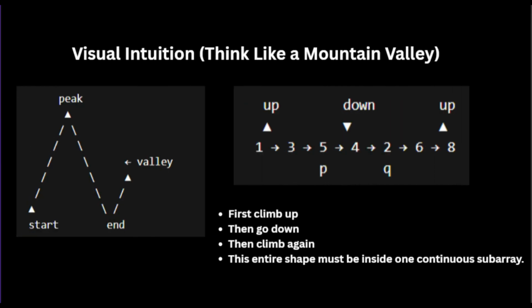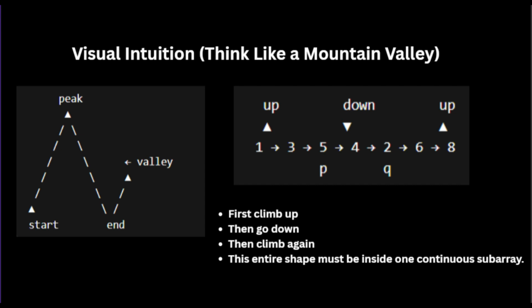Let's think in visual. Think of the array as a road with slopes that you are driving on. You start at some point and the road must first go uphill, meaning every next number is larger than the previous one. After reaching a peak, the road must then go downhill, where every next number is smaller than the previous one. This downhill continues until you reach a valley. From that valley, the road must climb uphill again, with values increasing strictly until the end of the subarray. Visually, this looks like drawing a check mark with a dip in the middle, up, then down, then up again.